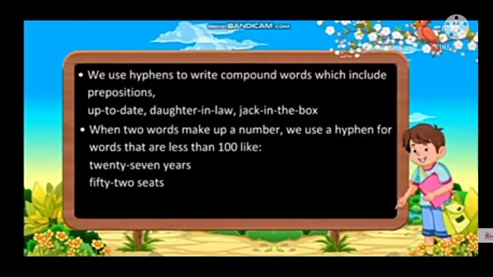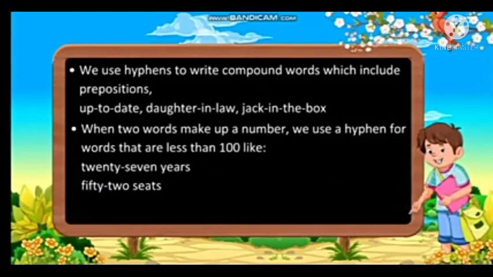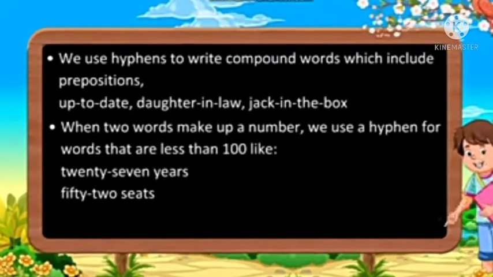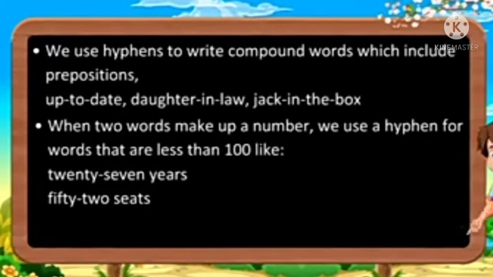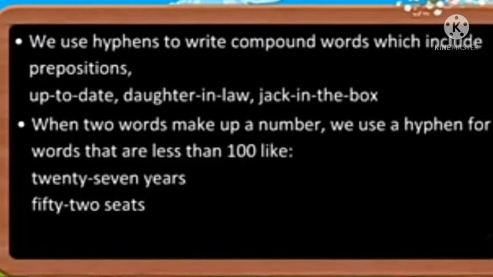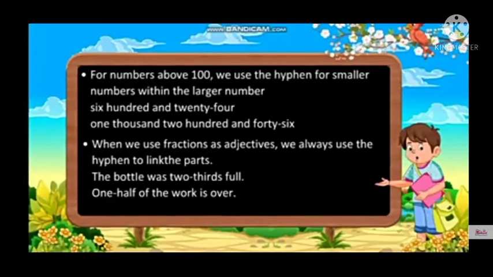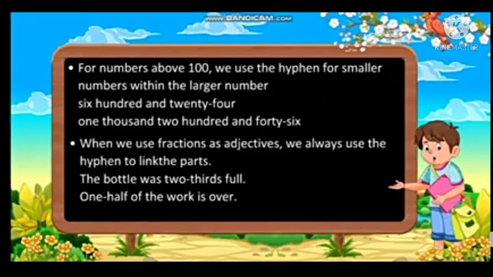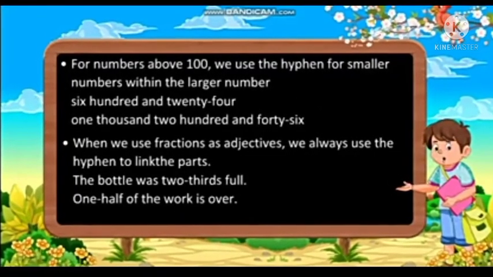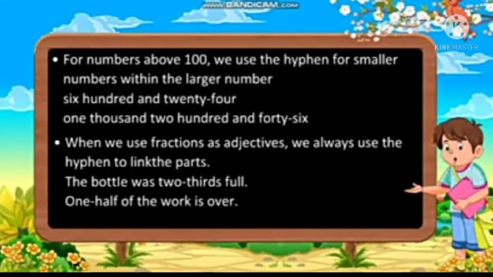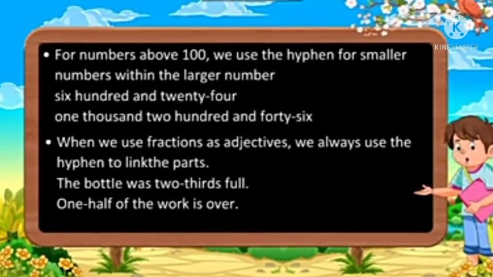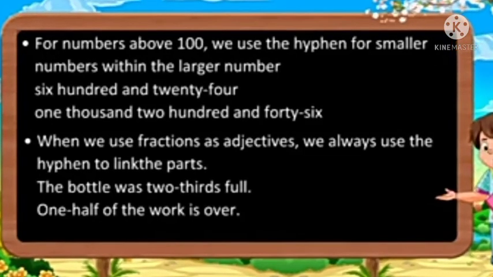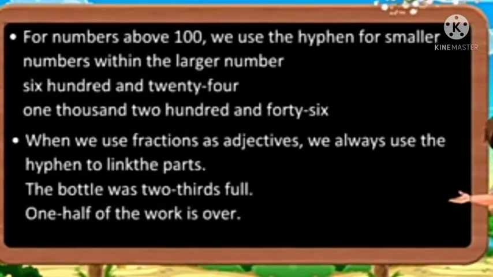We use hyphen to write compound words which include prepositions. For example, up-to-date, daughter-in-law, etc. When two words make up a number, we use a hyphen for words that are less than 100, like twenty-seven years, etc. For numbers above 100, we use the hyphen for the smaller numbers within the large number, like 624, 1246. Next, when we use fractions as adjectives, we always use the hyphen to link the parts. Like the bottle was two-thirds full, one-half of the work is over.